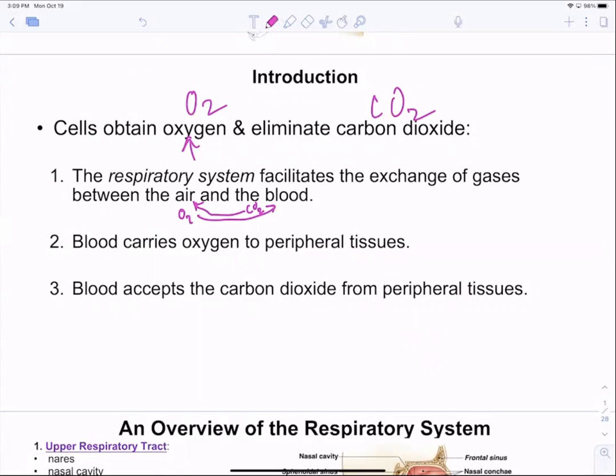Where does that CO2 come from? Cellular respiration. Your cells are using the oxygen for cellular respiration to become the final electron acceptor at the end of the electron transport chain when you're making ATP in the mitochondria. And carbon dioxide is a byproduct of this system. So yeah, that's where the CO2 comes from.